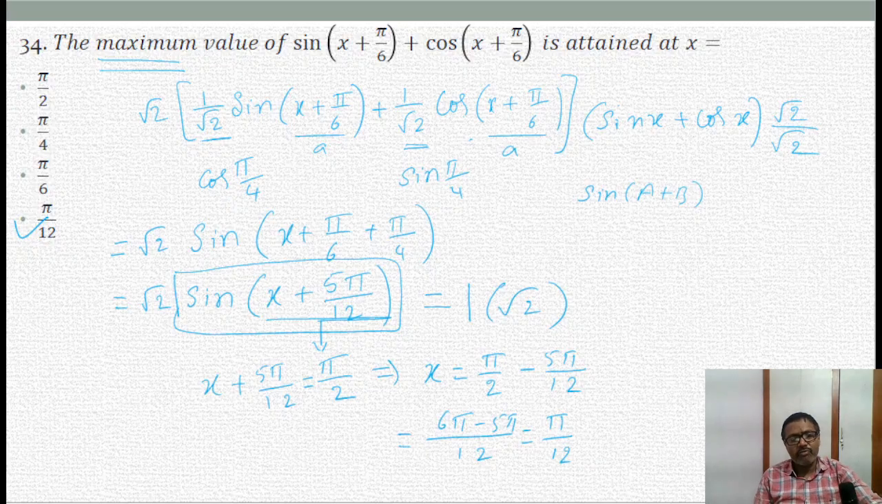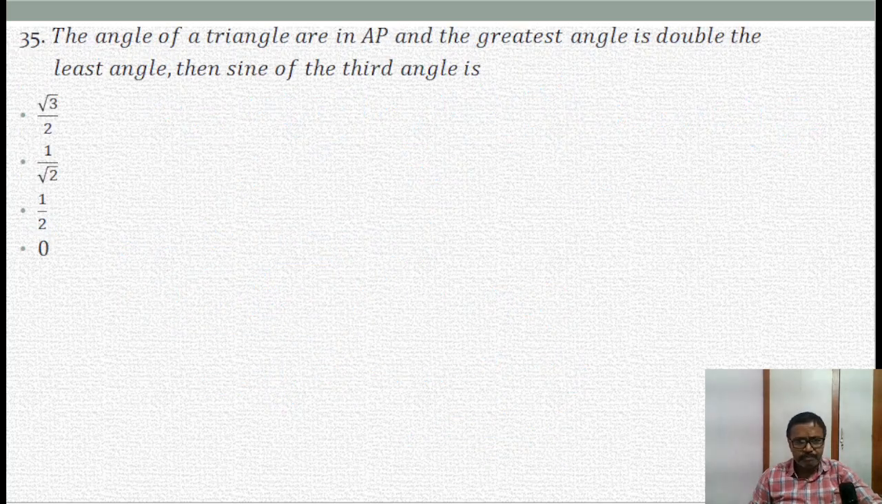Whenever they ask maximum value or minimum value and given sum of two trigonometric functions, first better convert them into a monomial. That is the easiest way. Then we know the maximum and minimum value of almost all trigonometric functions. Only for these two we can decide maximum and minimum. For other functions we have minus infinity to plus infinity. So sine and cos will be the most probable question for KCET. In this case, we will convert it into monomial, then we will find the maximum or minimum value. For this question, x value is pi by 12. Friends, let us move on to the next one.